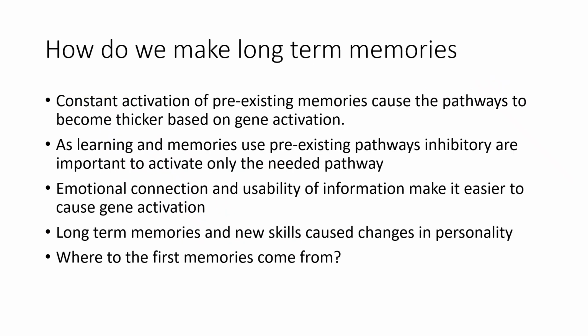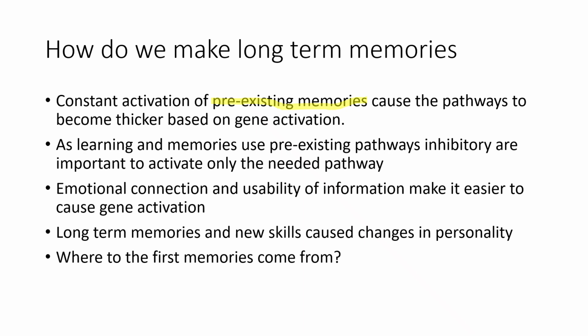And so I want to talk about how we make long-term memories. Pretty much the way we make long-term memories is we usually take pre-existing memories and get those pathways to become thicker. The way you make pathways thicker is by making protein. So you have to go back to the cell and activate the gene, the DNA for that protein, to be able to make the neuron axon bigger. And you can get these axons to split sometimes.